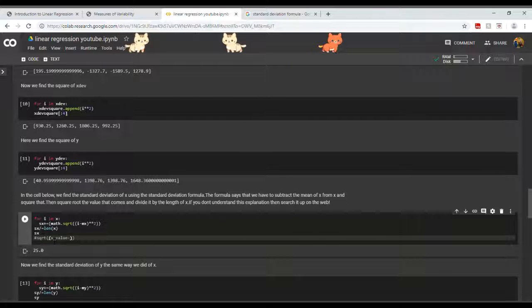Stop talking so fast, Arjun. Mean of x. Okay, so you found the deviation. Now you will just make a square of it. Okay, just square the deviation, then square root it. Okay, so that's what the loop does.